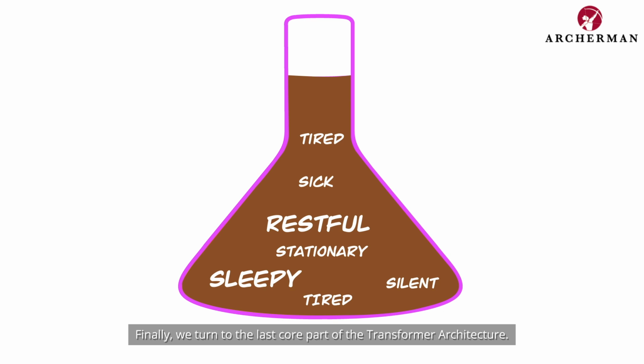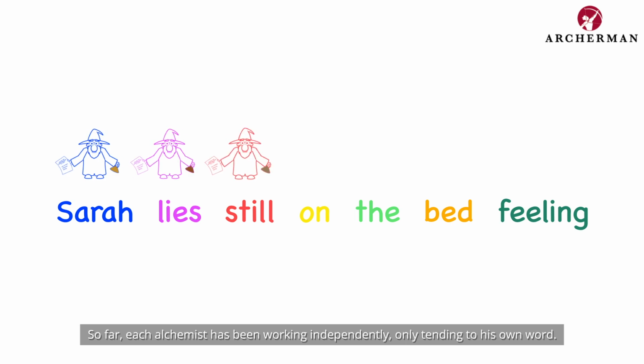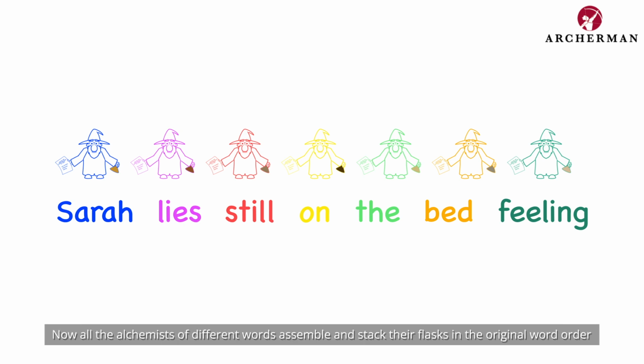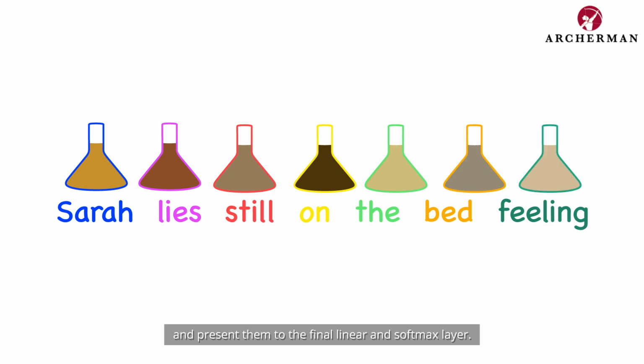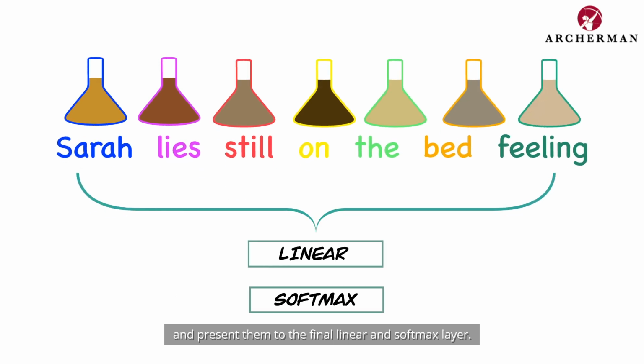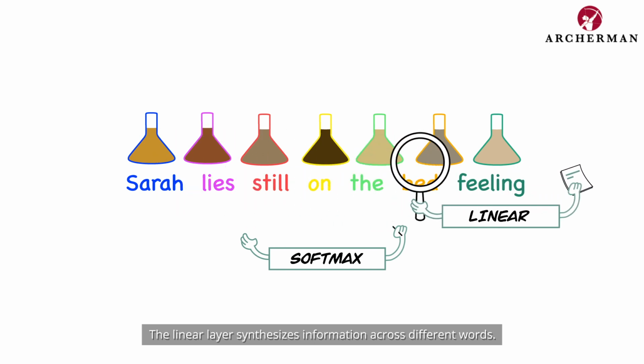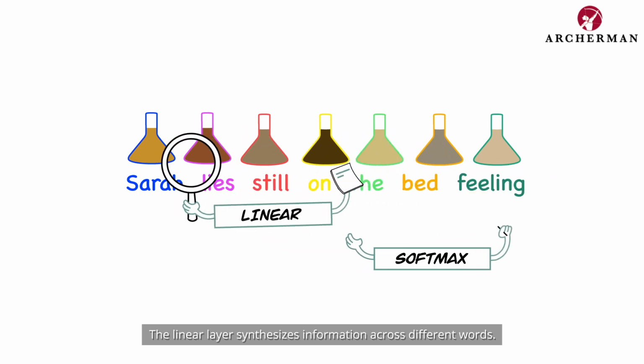Finally, we turn to the last core part of the transformer architecture. So far, each alchemist has been working independently, only tending to his own word. Now, all the alchemists of different words assemble and stack their flasks in the original word order and present them to the final linear and softmax layer. The linear layer synthesizes information across different words.